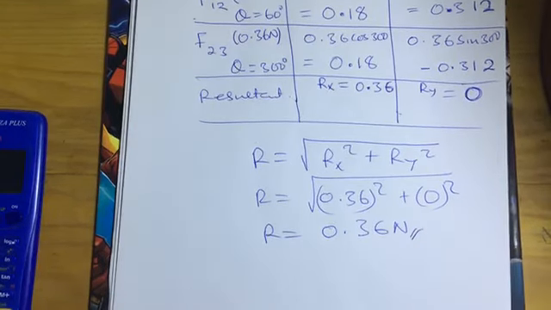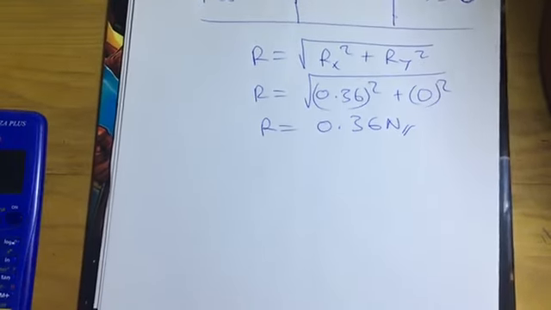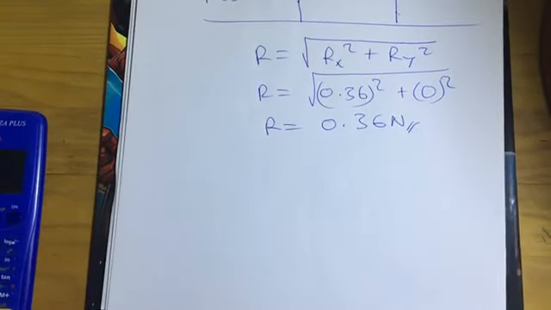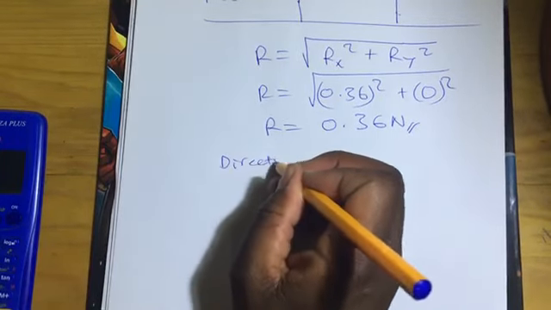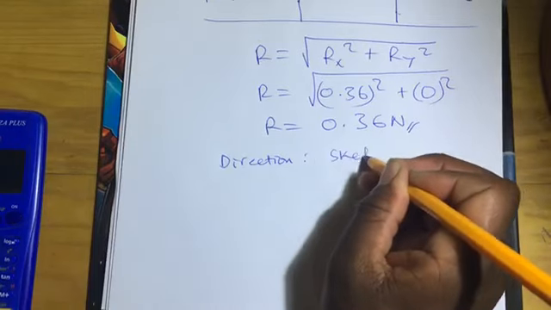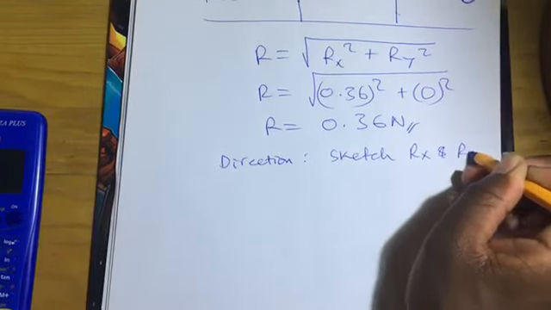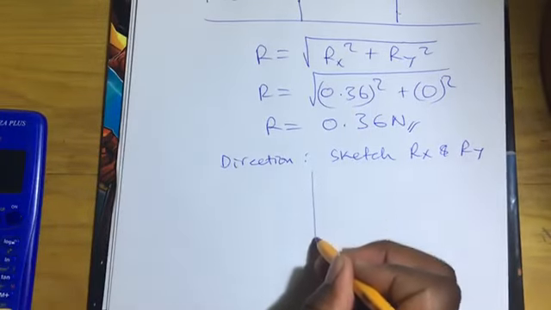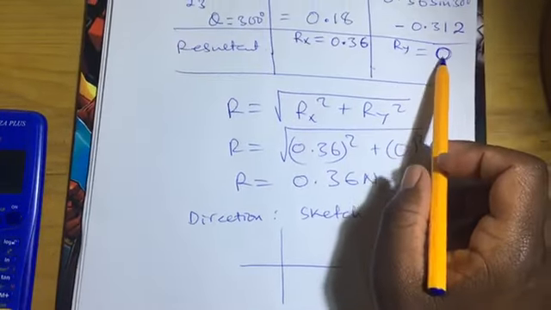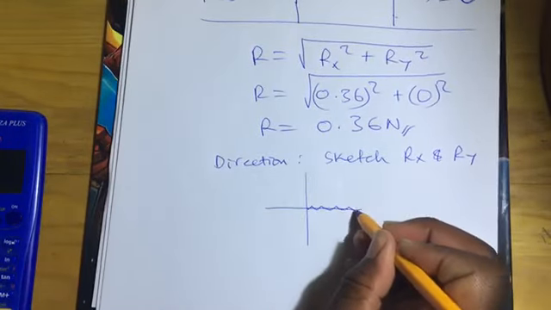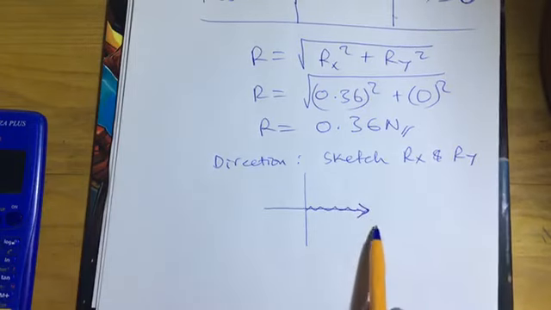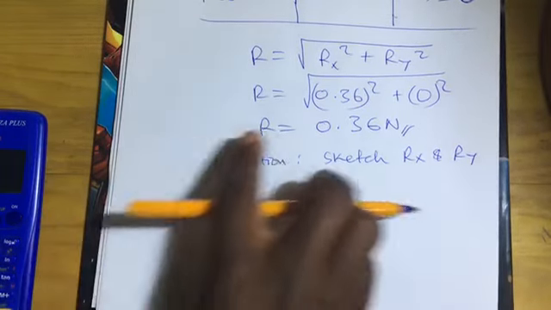0.36 newtons. Okay. Now, the question said, find the magnitude and direction. So this is the magnitude of R. For the direction of R, we need to sketch the components. So for the direction, sketch Rx and Ry. If we're to sketch Rx and Ry, Ry is 0, so there's no movement in the y. Rx is 0.36 and it is positive. So the only thing we have is this.